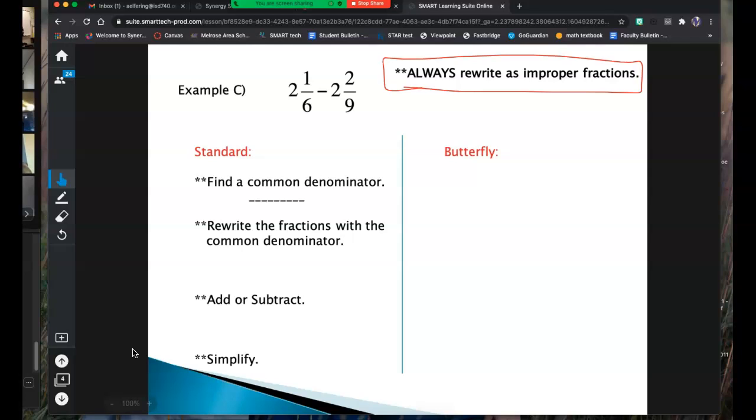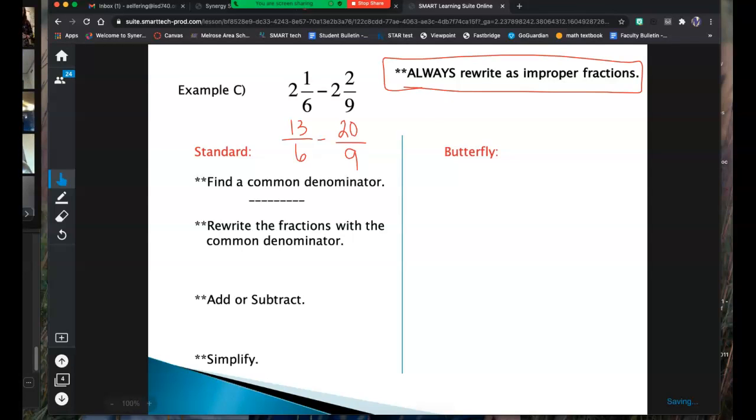So what is 2 and 1/6 as an improper fraction? Somebody put it in the chat for me. So it's 13 over 6. Absolutely. Okay, what is 2 and 2/9 as an improper fraction? Nice job. Most of you are putting 20 over 9 in the chat, and there's a minus sign between them.